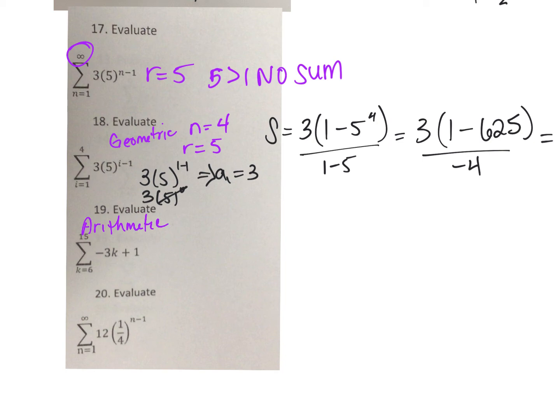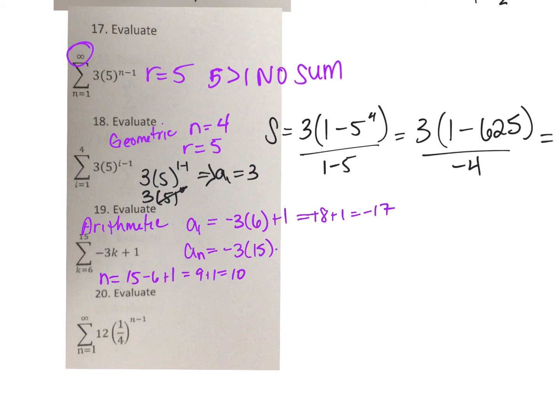So from our n is 15 minus 6 plus 1, which is 9 plus 1, 10. So n is 10. And my a1, I get from plugging in 6: negative 3 times 6 plus 1. Negative 18 plus 1 is negative 17. For an, I'm going to plug in 15. Negative 3 times 15 plus 1 is negative 45 plus 1, which is negative 44.